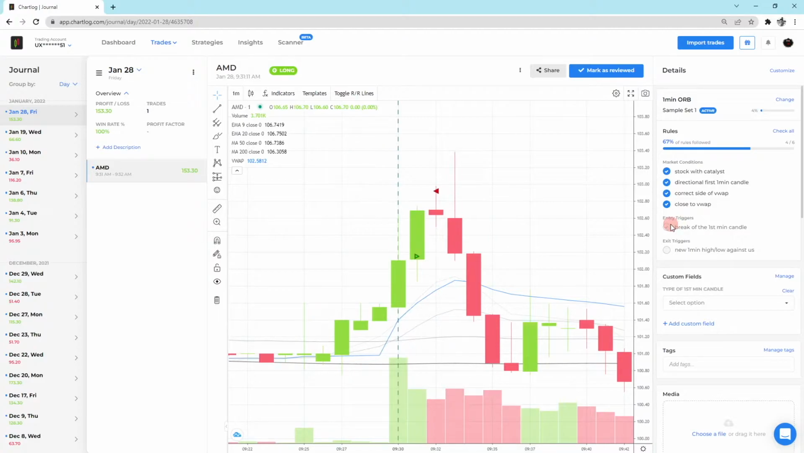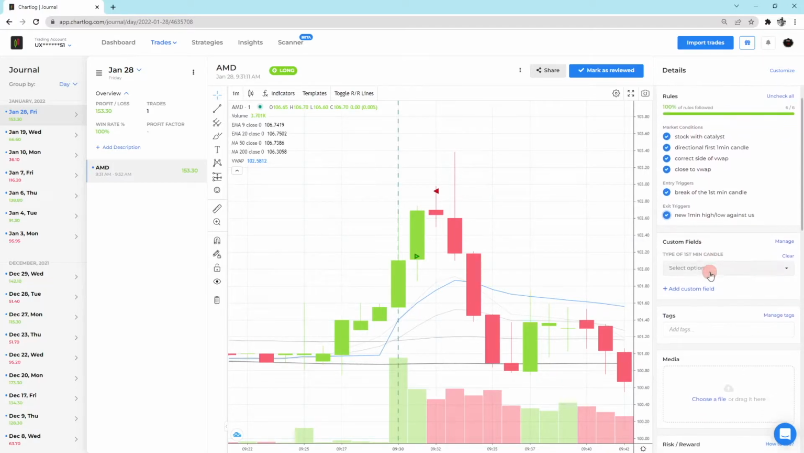And did we stick to our exit triggers for winning trades? Did we get out before the first new 1 minute low against us, which would be here? Yes, we did. So we actually followed all our rules, and Chartlog is going to tell us, okay, you followed 100% of the rules. Now to the custom field.